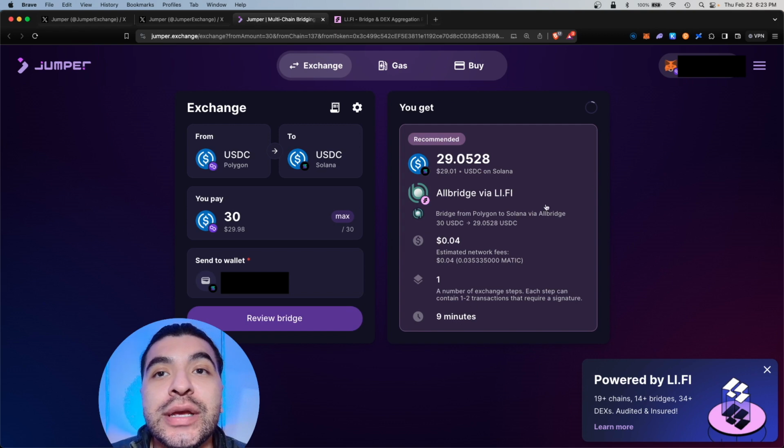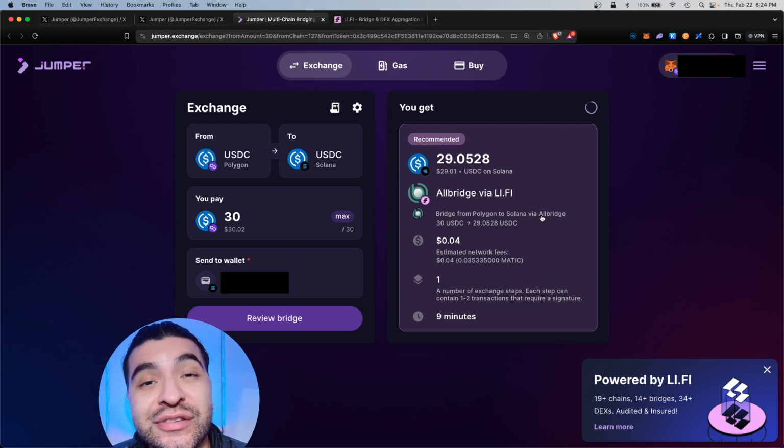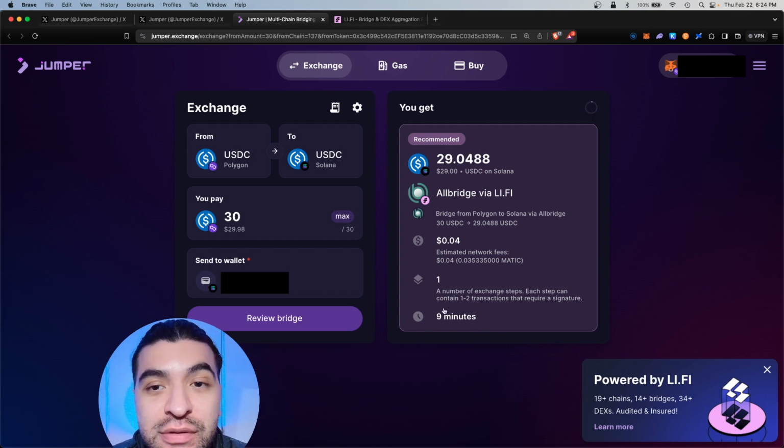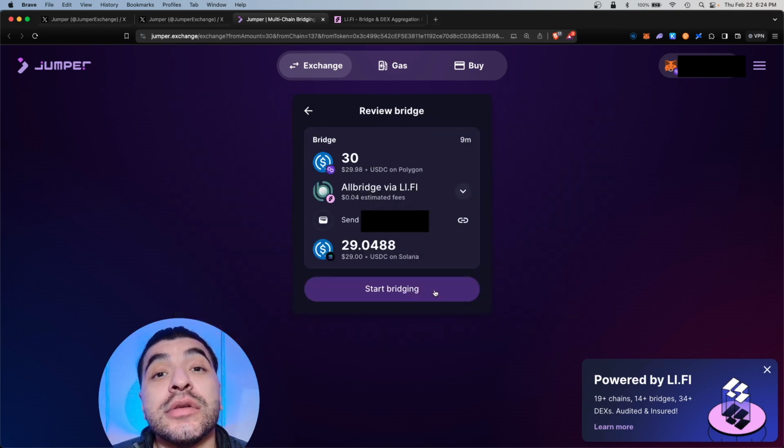Under the hood, for the best price impact, Jumper detected Allbridge as the best route to take for this swap. When you swap across two different blockchains, there is a bit of price slippage, but the gas fee is only 4 cents. So that's a good price. And because we're going across two different chains, the total swap time would be roughly 9 minutes. If you're happy with this, click on review and then click on start bridging.